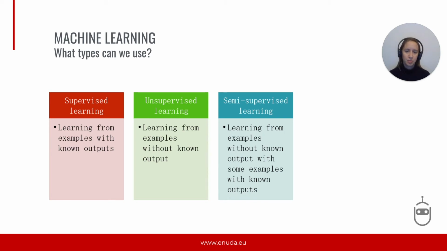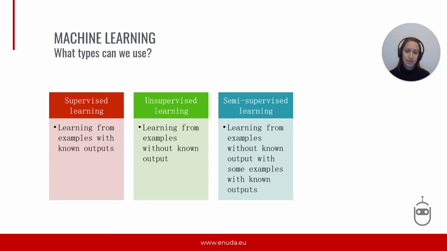Then we have semi-supervised learning. Semi-supervised learning is kind of trying to take the best of supervised learning and unsupervised learning. Here our model can learn from examples without known output, which is like unsupervised learning, and which is actually easier to obtain. It is much easier to get the data without known outputs than the data with known outputs.